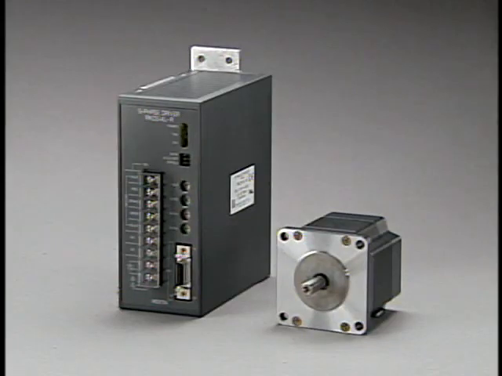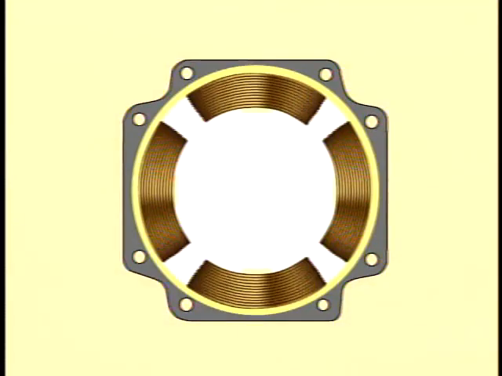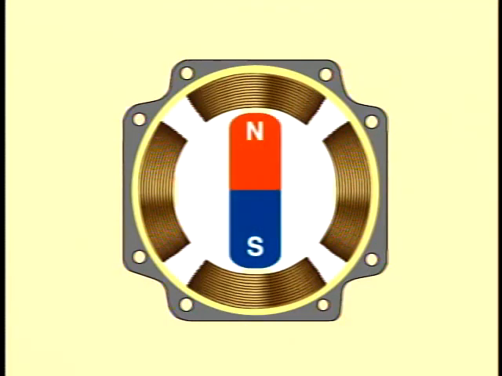Now let's see the basic structure and operating principles of the stepping motor. This is a basic model. A permanent magnet having north and south poles is in the center. It is equivalent to the rotor. It is surrounded by 4 coils, S1, S2, S3, and S4. They work as a stator winding wire.